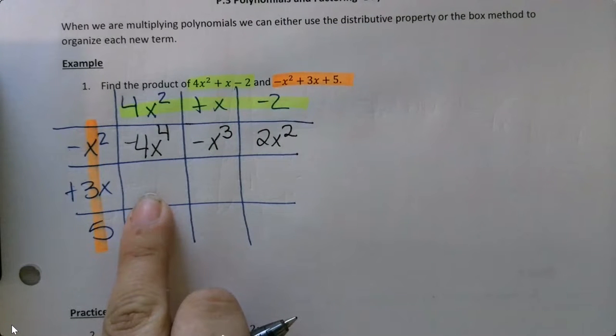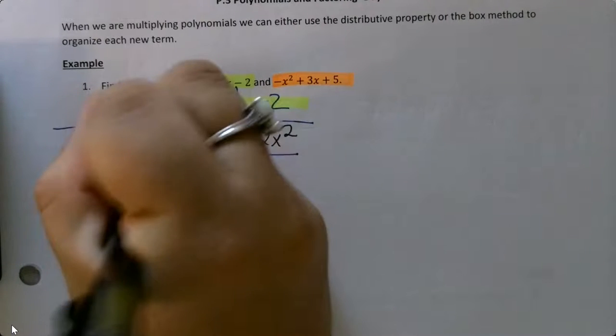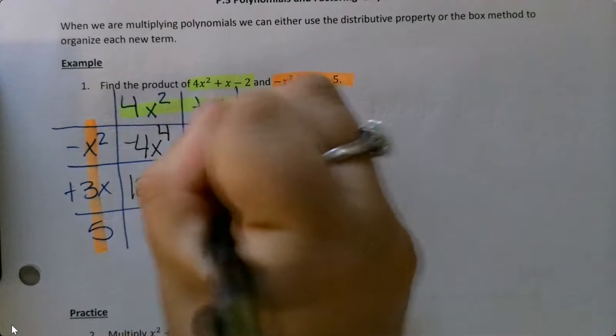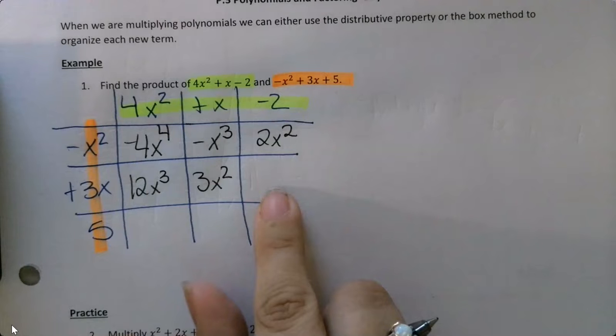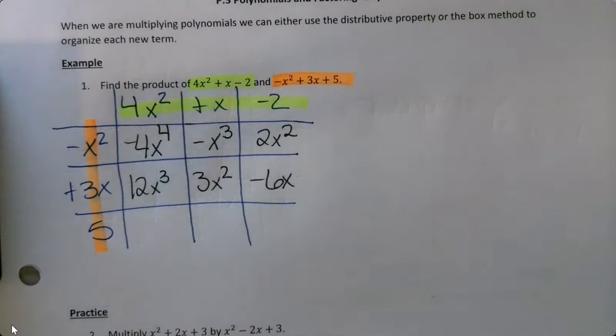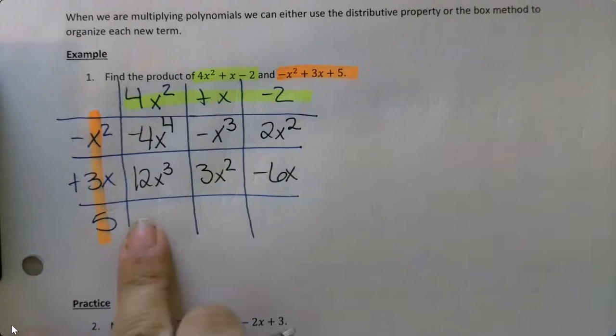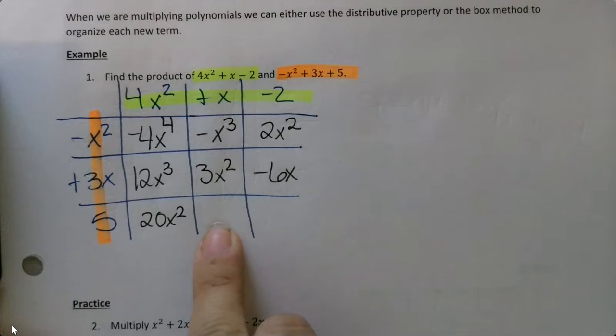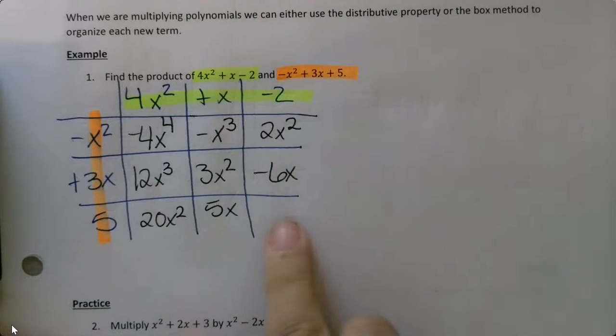3x times 4x squared, 12x cubed, 3x times x, 3x squared, 3x times negative 2, 5 times 4x squared, 20x squared, 5 times x, 5 times negative 2.